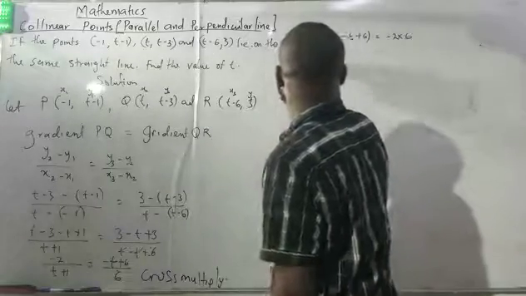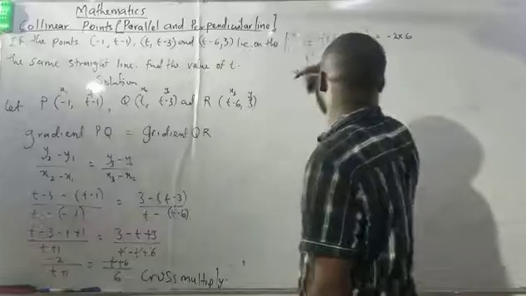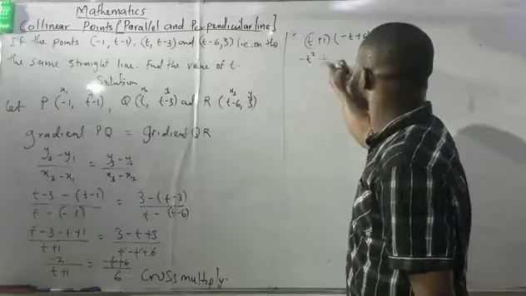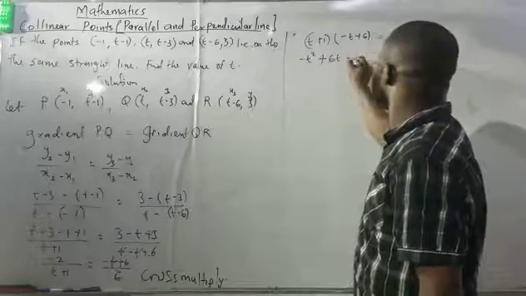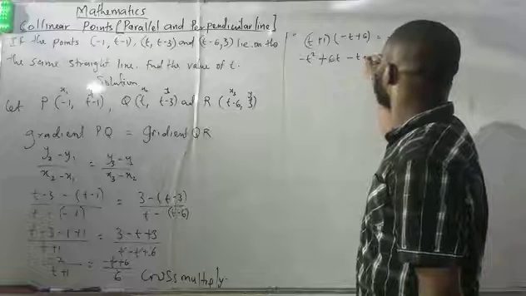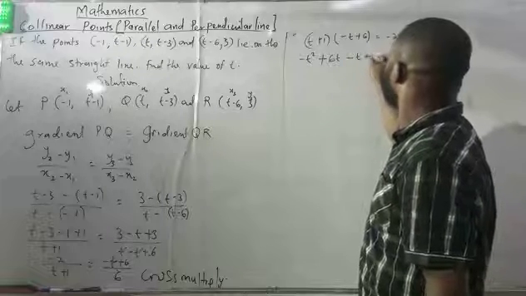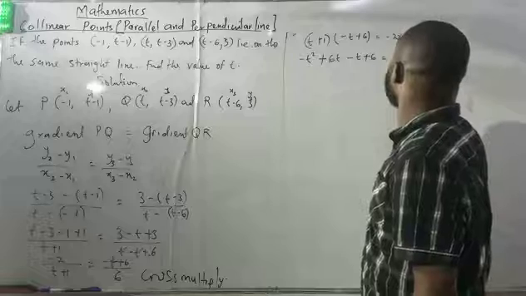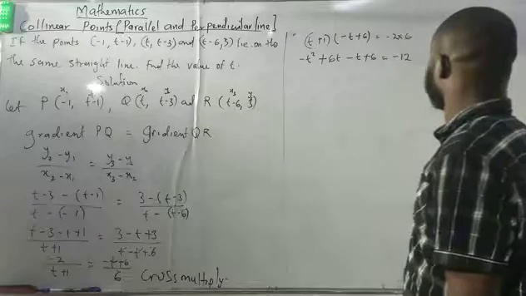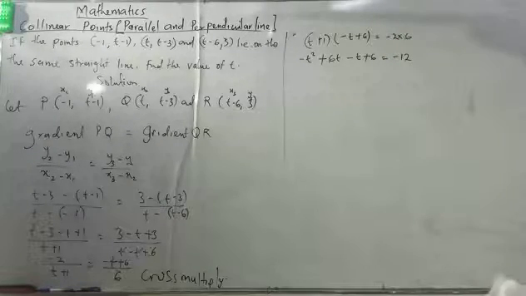This will be what? Minus t squared plus 6t minus t plus 6 equals to what? Minus 12. Yes. Hope I'm not making any mistake. Minus 12.